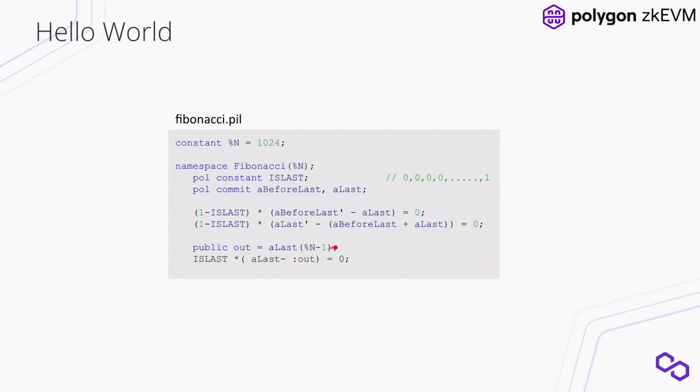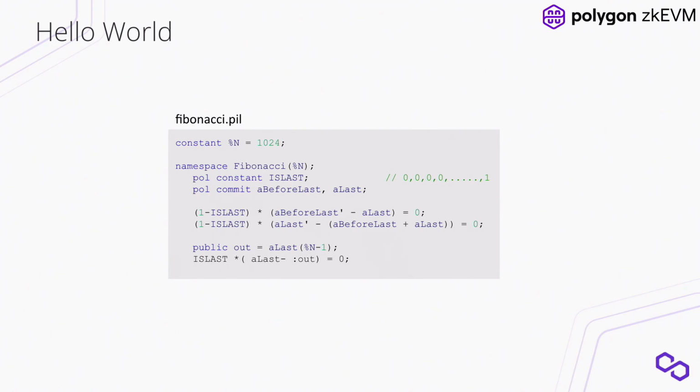Here we are also adding a public variable. In the case of the Fibonacci series, what we want to prove is that we know two values that, when we apply the Fibonacci series 1,024 times, give a specific value. This specific value would be the public value. So we define here the public value, which is the last at the last position, and it's just a constant, just so you don't have to go through all the code to change a single number. Then we apply this extra condition: when the last line is one, the last must be the current public input. With this, we define all the polynomial identities, all the conditions for the system.